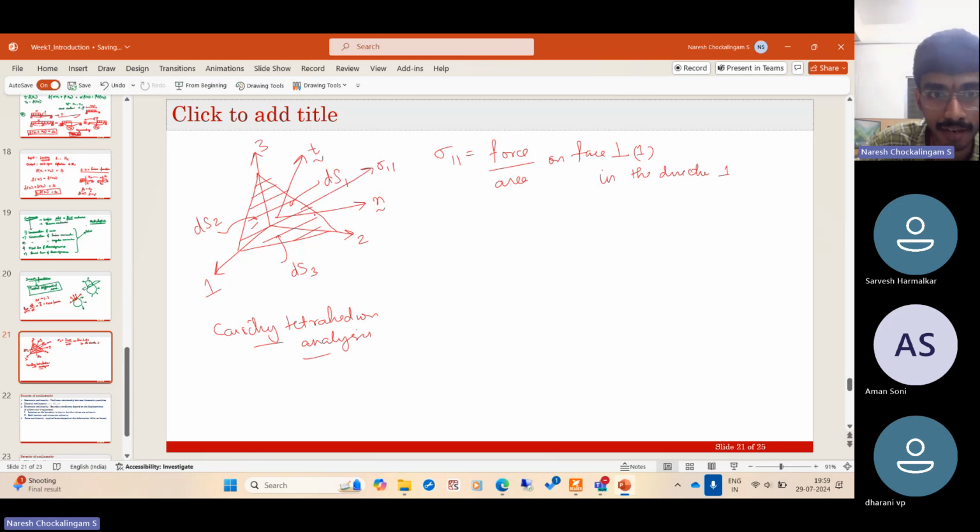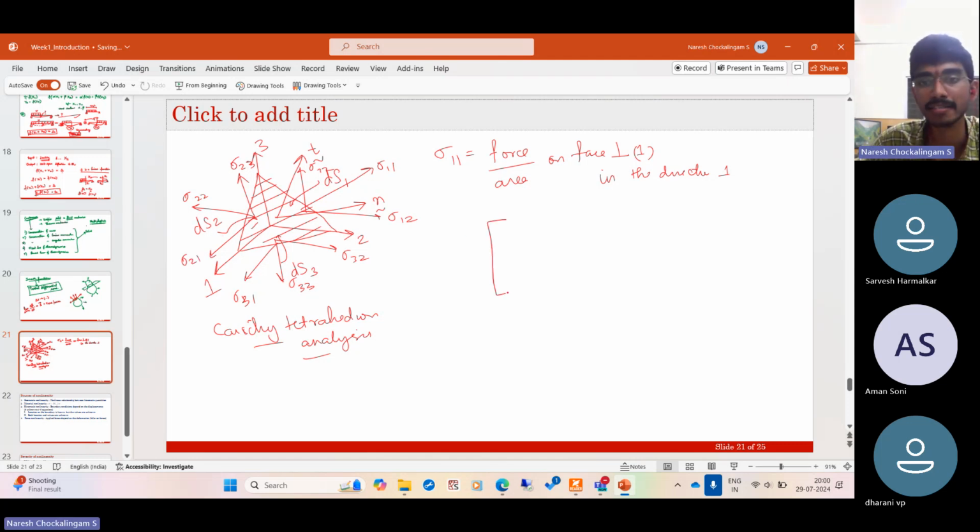So this will be sigma 11, this will be sigma 12, this will be sigma 13. Similarly, on this face it will be sigma 33. This will be sigma 31. This will be sigma 32. On this face it will be sigma... sorry, this will be sigma 22. This will be sigma 23. This will be sigma 21.